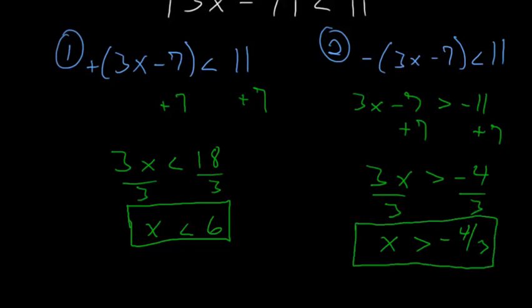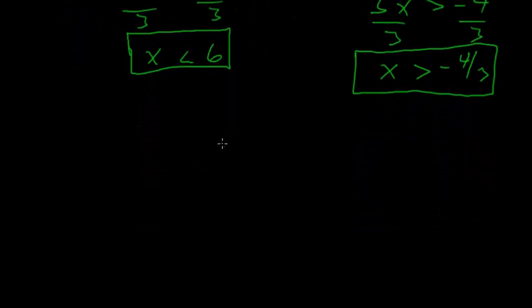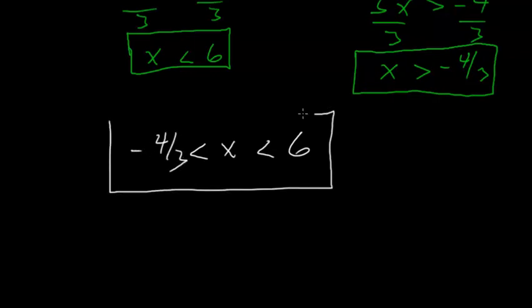And now we can combine these two. Since we know that x has to be less than 6, and it's bigger than minus 4/3. So this would be our final answer.